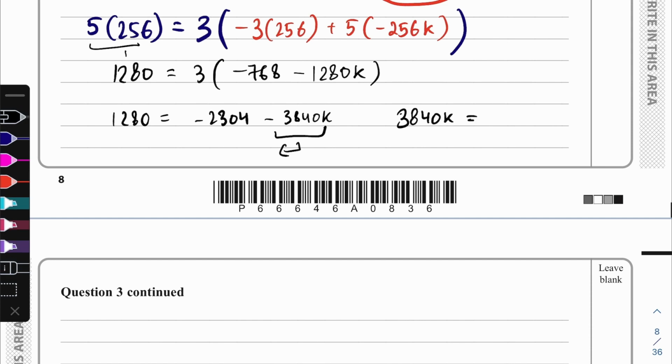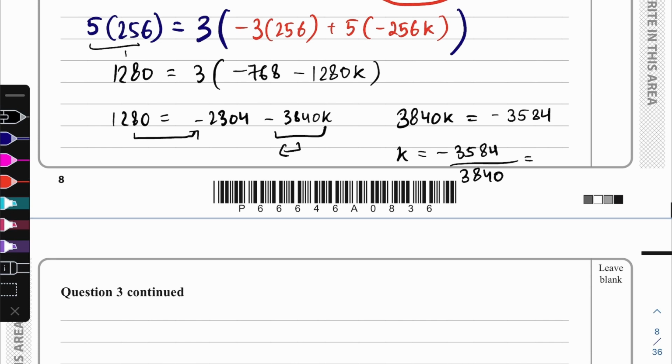3840k equals, so now we're going to bring this to this side. So minus 2304 take away minus 1280. This gives us negative 3584. So what's k? K equals minus 3584 all over 3840.